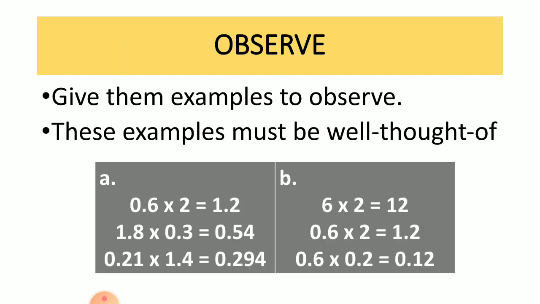For instance, if you want your students to discover the rule in multiplying decimal numbers, it is better to use the examples in set B than those in set A so that the students' observations would focus on the placement of the decimal point.